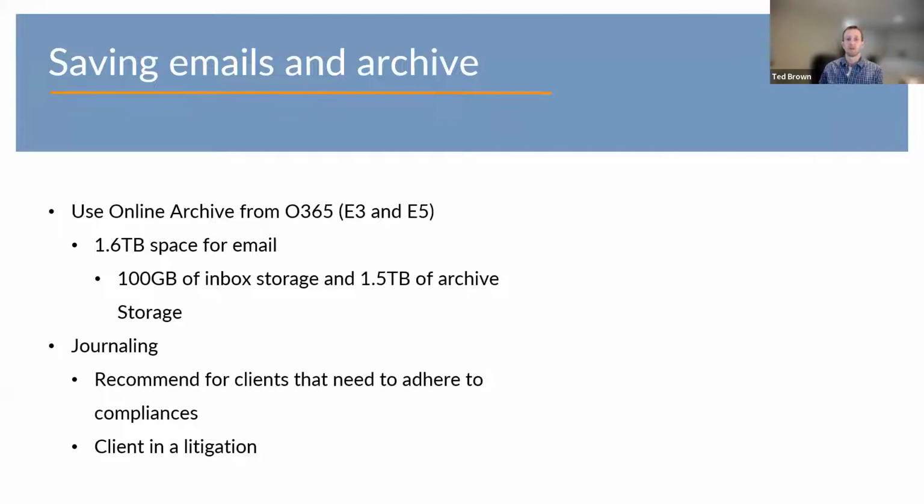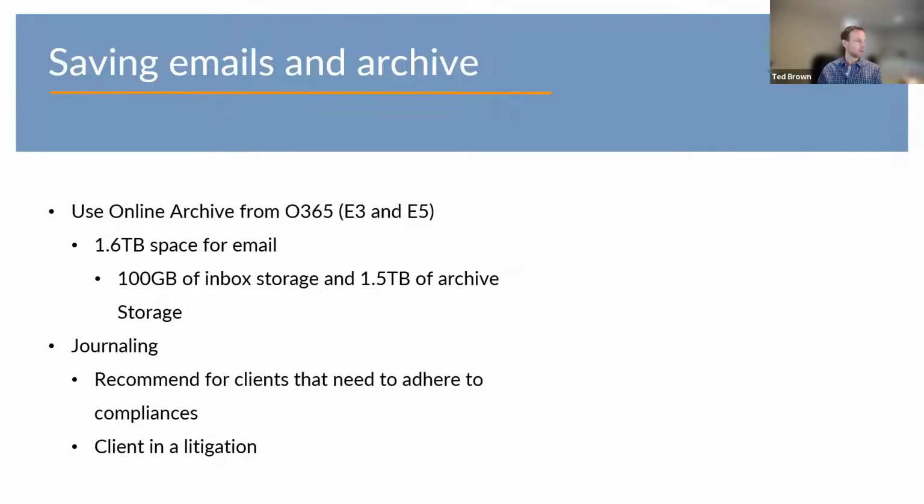So for saving emails and archiving, kind of getting back into the whole PST thing. For online archiving within Office 365, which is available with the E3 and E5, as well as a couple of the other licensing SKUs in Microsoft 365, you actually get 1.6 terabytes of space available to use with your email box. That's a significant amount of space to use. It used to be kind of called unlimited, but there is a functional limit on this. So 1.6 terabytes right now is the total limit. What this is comprised of is 100 gigabytes of inbox storage, as well as 1.5 terabytes of archive storage.